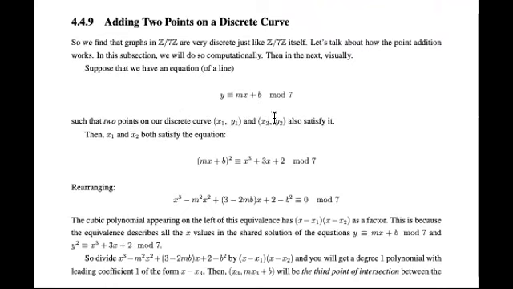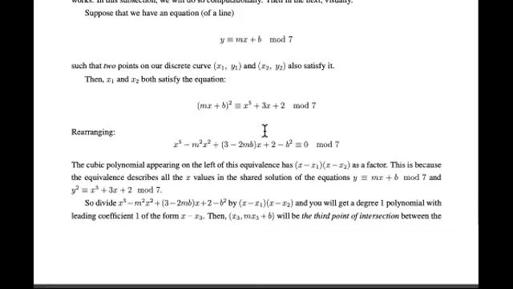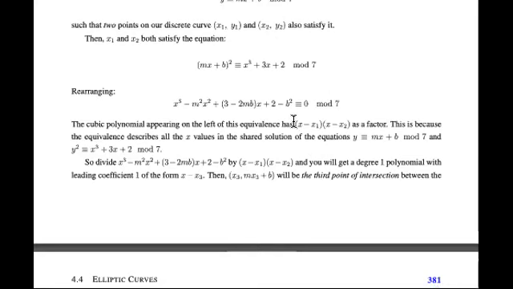The question is, is there a third intersection point on the discrete curve that also satisfies this? If x1 and x2 both satisfy the equation, at the intersection, you take this, replace it for y, and put it in here. So this is the equation of the intersection. Let's suppose x1 and x2 both satisfy this. Let's rearrange this. So we get this. This is a cubic in x. This is a factor. x minus x1 and x minus x2 is a factor of this particular polynomial.